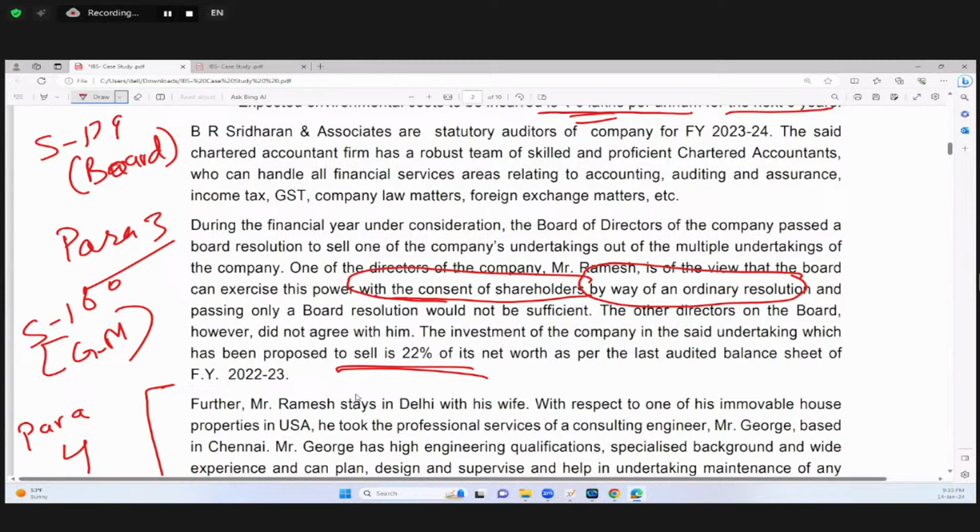And in the said MCQ, in the said paragraph, the investment of the company in the said undertaking, which has been proposed to be sold, is 22% of its net worth. So we can see that here the special resolution has to be passed, but the board of Ramesh is saying that only an ordinary resolution is needed. So that means he is incorrect. We will go into further details of what the question specifies, but first of all, having read the paragraph and having a thorough understanding of Section 180 of the Companies Act 2013, we have clarity that in this case, since the investment is exceeding 20%, it is 22%, the board of directors has to go to the general meeting by passing a special resolution.